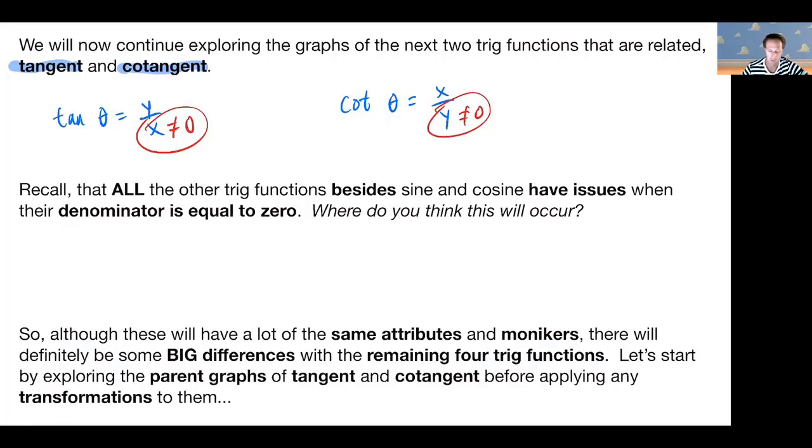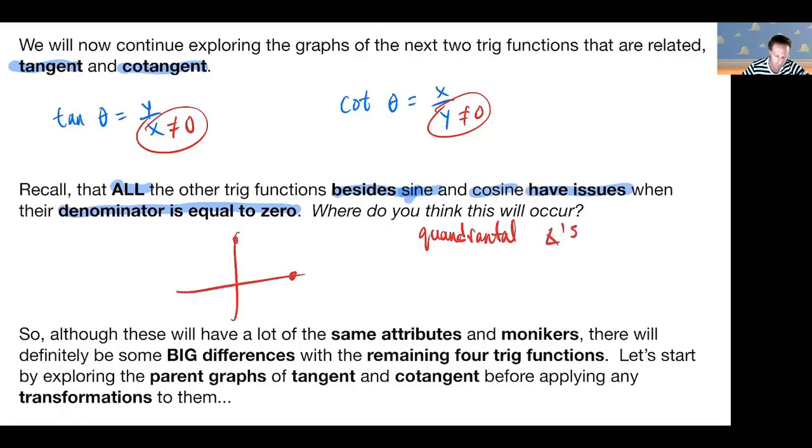All right? So when looking at these, we're talking about having issues with all the other trig functions besides our sine and cosine. And again, the reason for that is our denominators will occasionally equal 0. So where do you think our zeros will actually come into play? Hopefully you said at one of our 4 quadrants. We call those quadrantal angles.